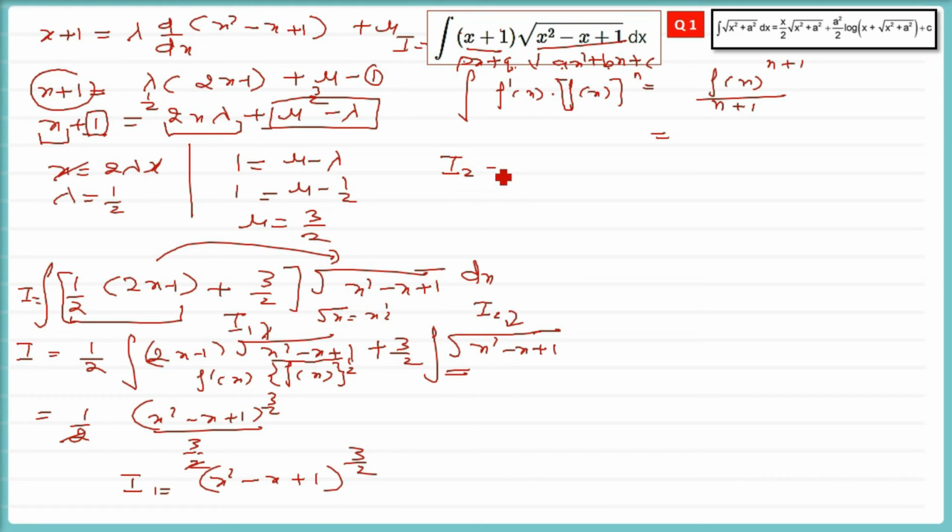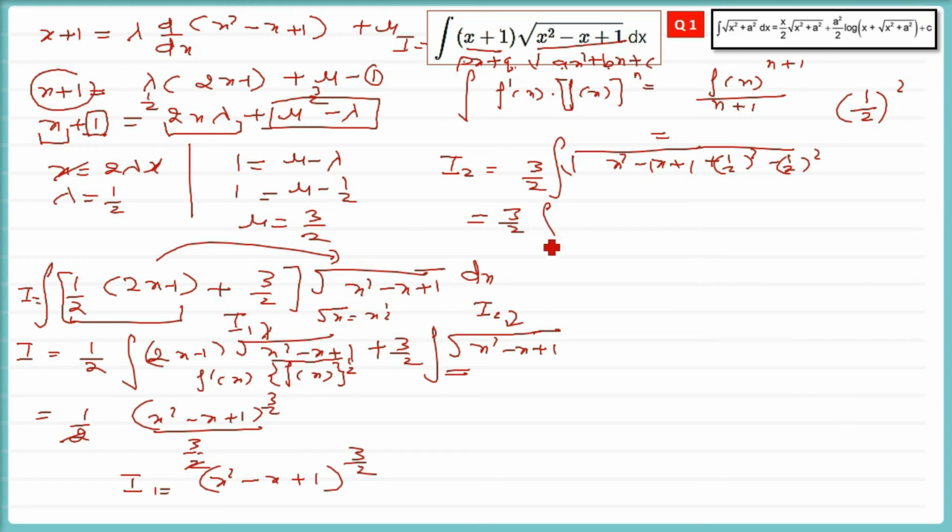A constant term. Now coming to I2. I2 is 3 by 2 under root x square minus x plus 1, so we need to integrate this. We have to convert x square minus x plus 1 into a perfect square. Whichever the middle term is in the quadratic, take that term without the sign, divide it by 2, square it, then add and subtract it. So half square minus half square, and 3 by 2 integration.